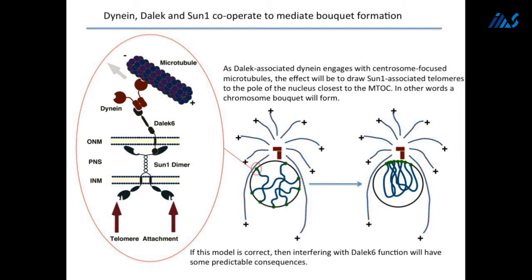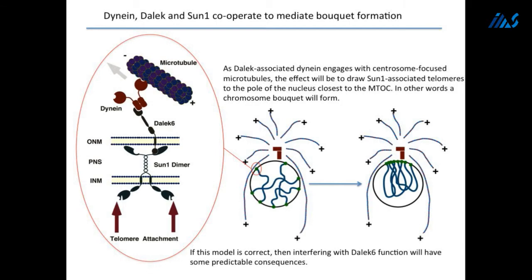This is an old slide, so this should actually read trimer rather than dimer. And SUN1 forms attachment sites for telomeres at the nuclear periphery. So you can see exactly what would be predicted to happen. Dynein would engage with centrosomally focused microtubules. This would then drag this whole complex, including telomeres, in towards the centrosome, forming a meiotic bouquet.